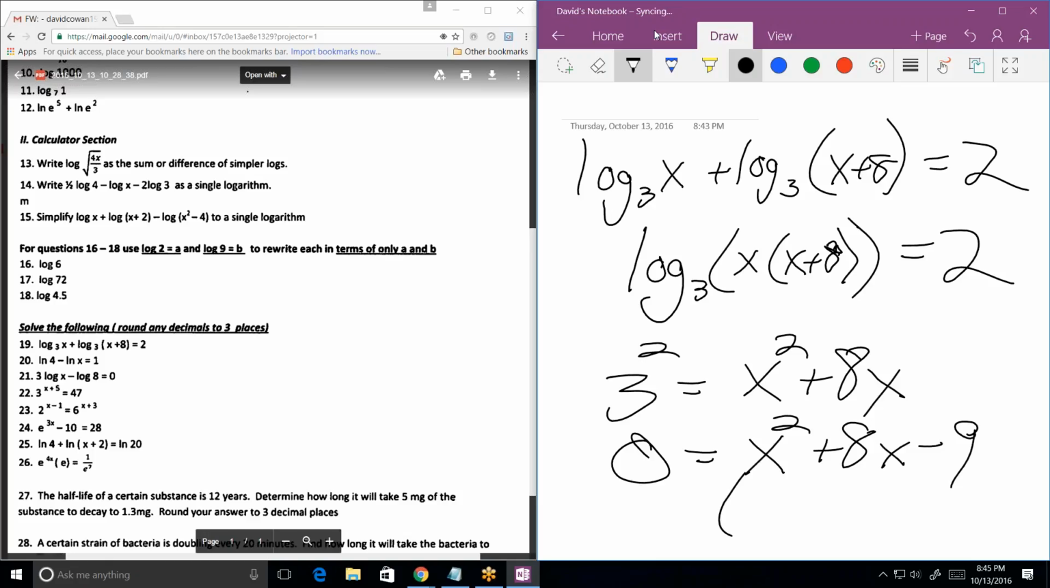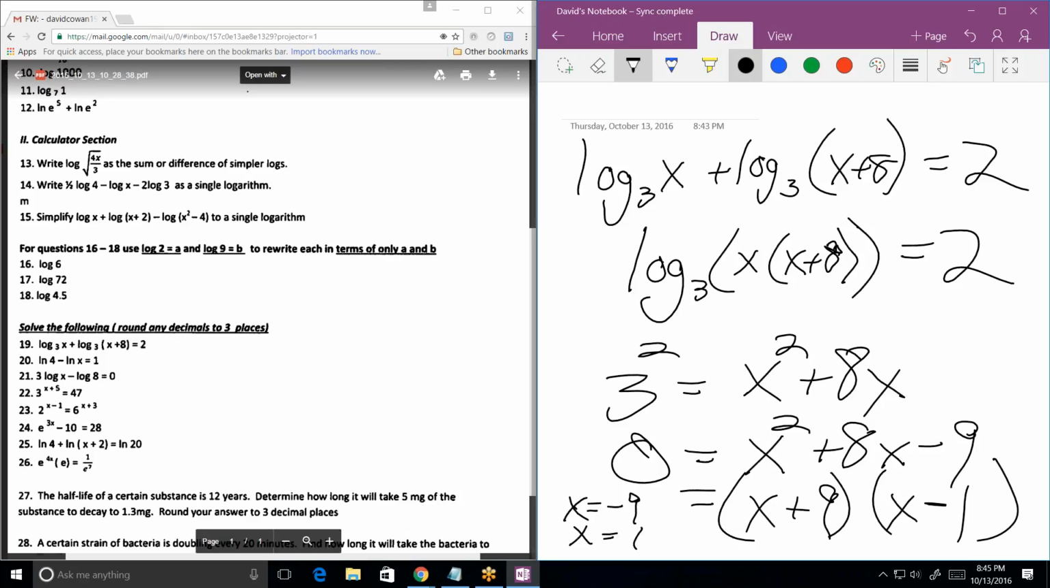Factor that. You'll get 9. Hold on. Yeah, positive 9 and negative 1. Okay. So your answers are x equals minus 9 and x equals 1.